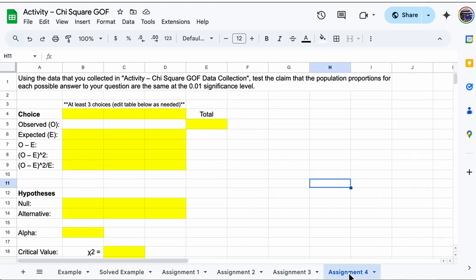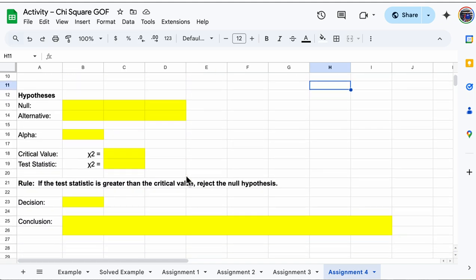And the last assignment is based off of the data that you collected when you walked around the building. So if you chose type of music, you might put like country, R&B, or jazz, and then your observed values would be how many people selected each one. And then do the same thing, get a total. Expected values should be, we'll operate under the assumption that it's uniform. So take your total and divide it by how many categories you have, and those will be your expected values, and then you just carry through the rest of the way.